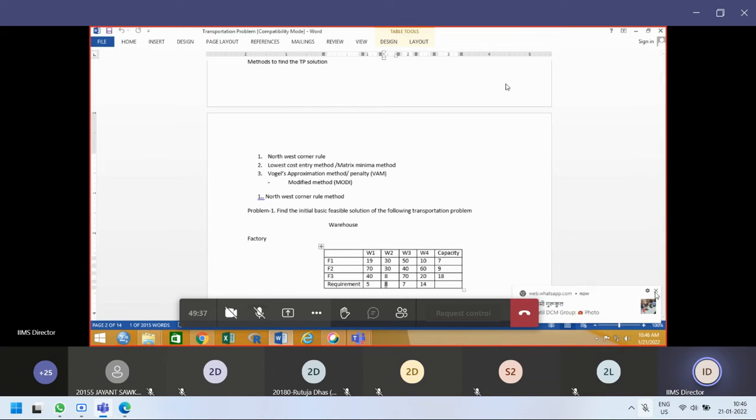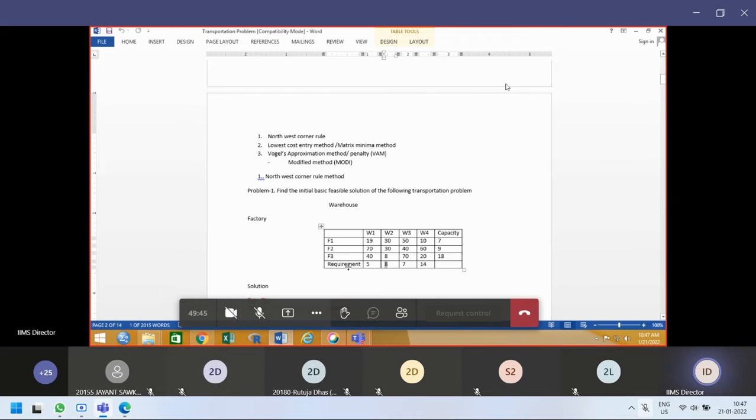Now here, first constraint. First constraint is summation of capacity, sum or total. What is the first constraint? Here I will write down first constraint A: total of capacity is equal to total of requirement.